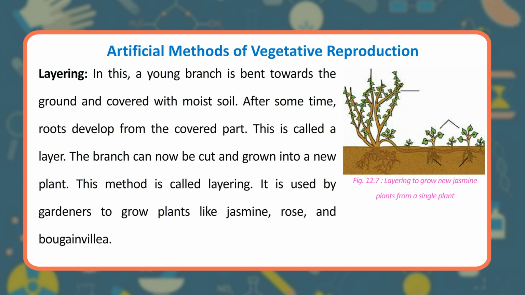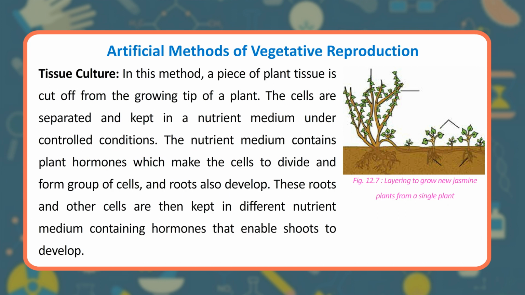After some time, roots develop from the covered part. This is called a layer. The branch can now be cut and grown into a new plant. This method is called layering. It is used by gardeners to grow plants like jasmine, rose, and bougainvillea.